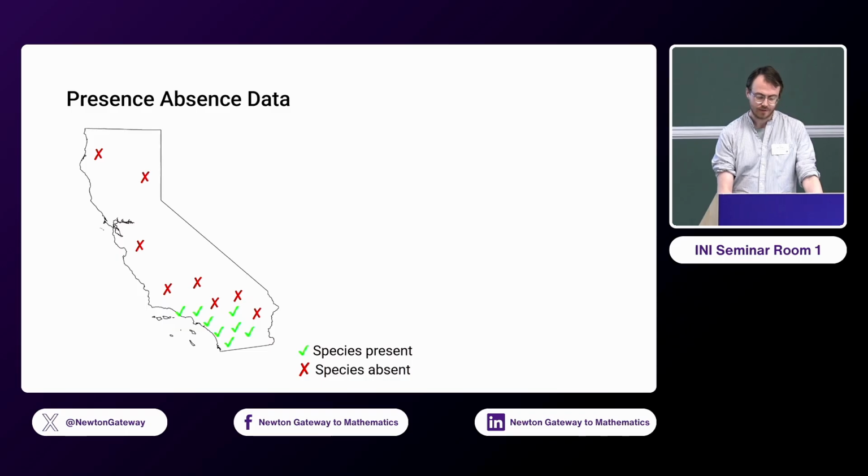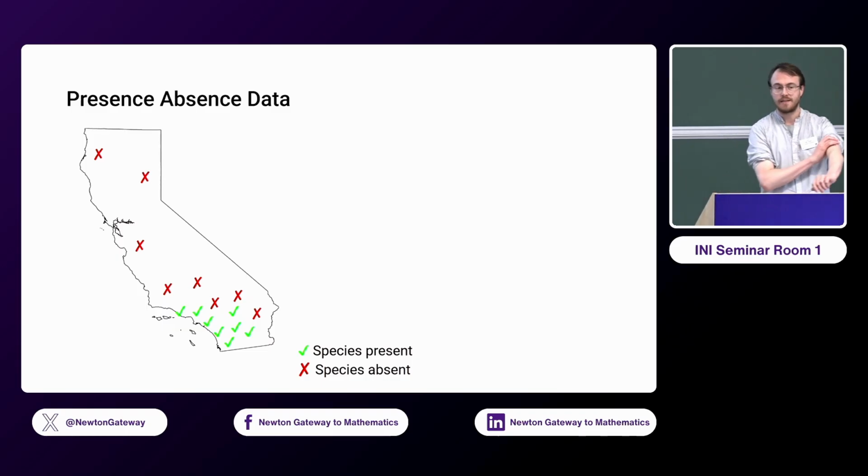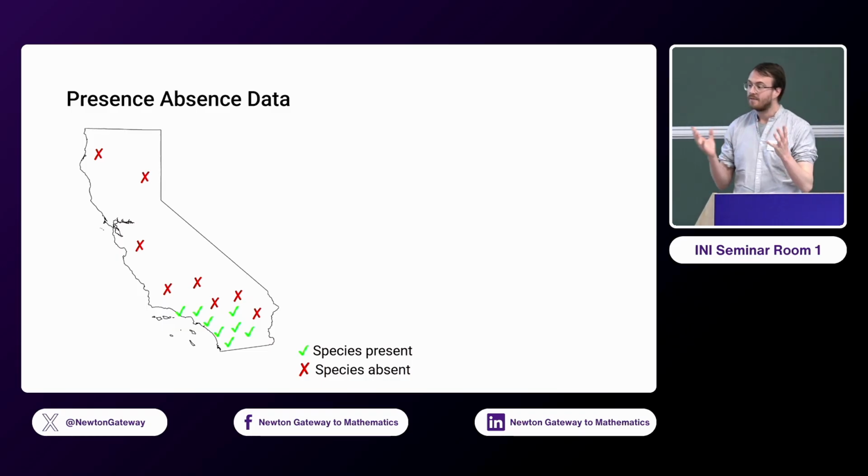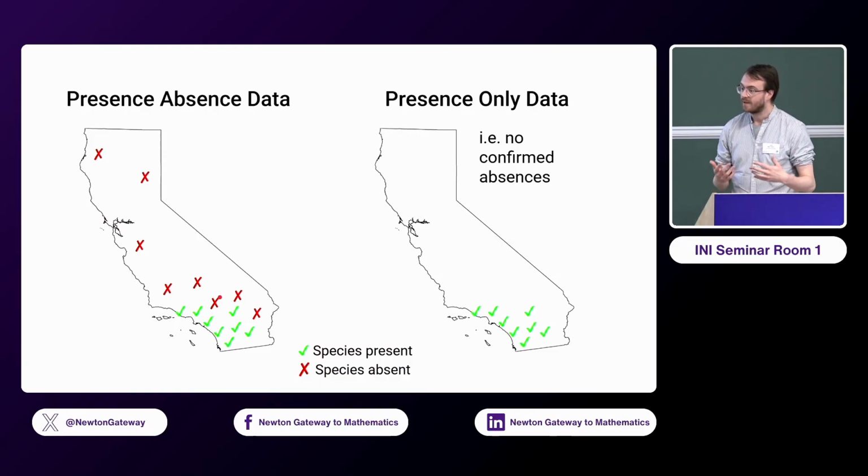I won't get into it today, but there are some technical challenges related to doing this, because what we'd love to have is rich presence-absence information. So we'd love to have observations of where something is deemed to be present and information about where it's not. In practice, it's much harder to confirm the absence of something than it is to record the presence of it. So what we typically have in these settings is just presence-only data.